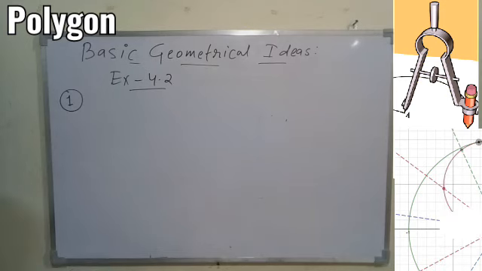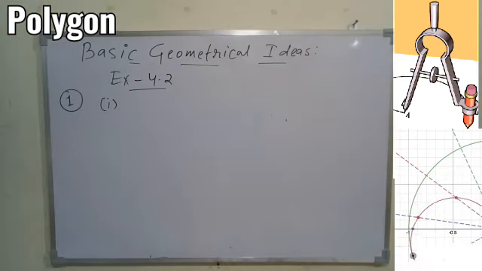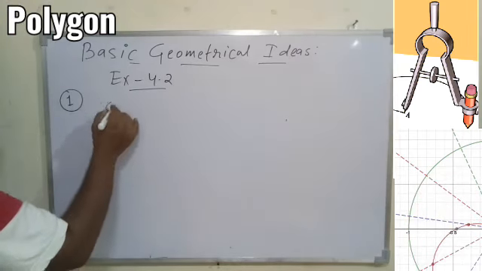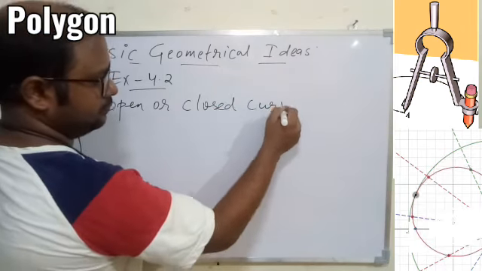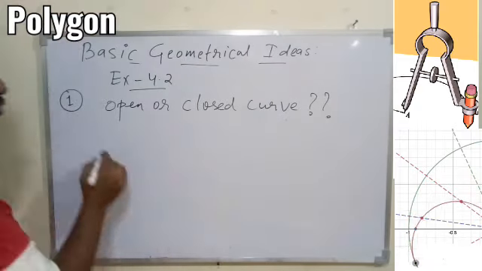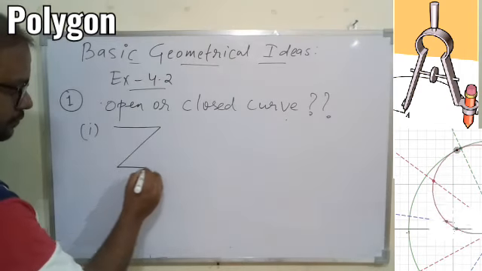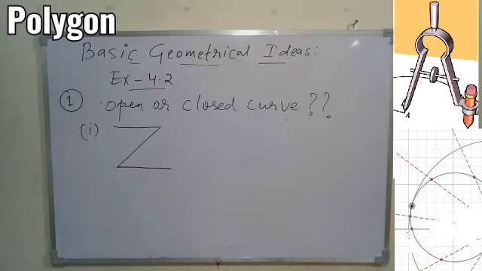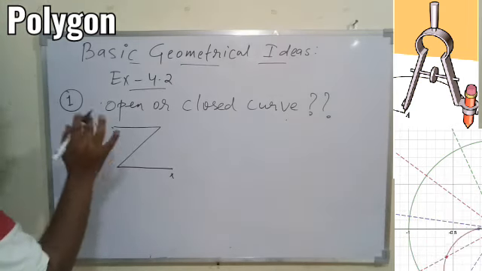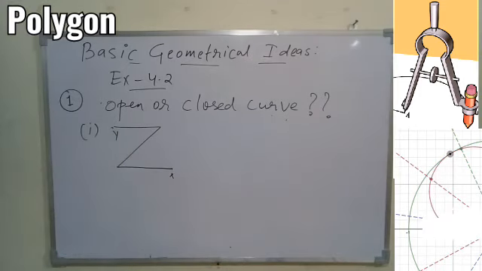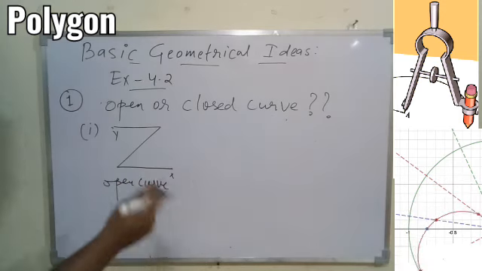So we have to classify the following curves as open or closed. Different diagrams are given and you have to find out whether the curves are open or closed. The diagram of number 1 given to you is this. If you say this is your starting point, then this will be your end point. You are able to find the end and the starting point, so it must be an open curve. There is no doubt here. This way you have to think, okay?